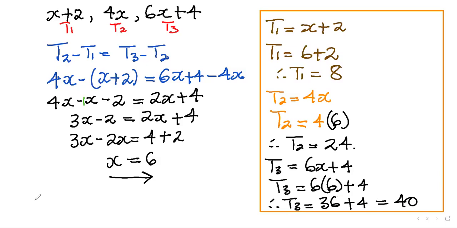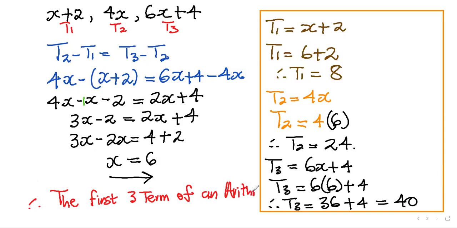So since they want you to determine the first three terms of the sequence, you can follow the concept and say, therefore, the first three terms of the arithmetic sequence are 8, 24, as well as 40. So that's how we deal with these.